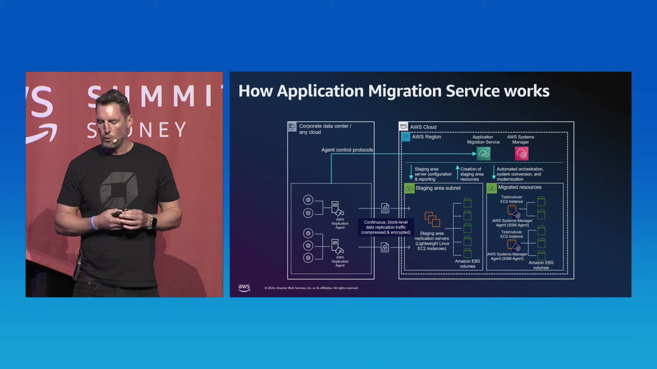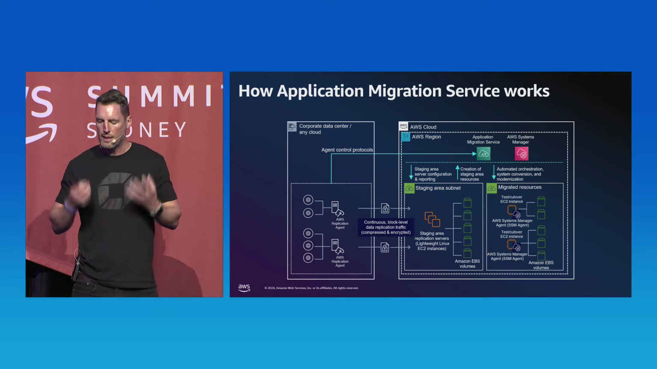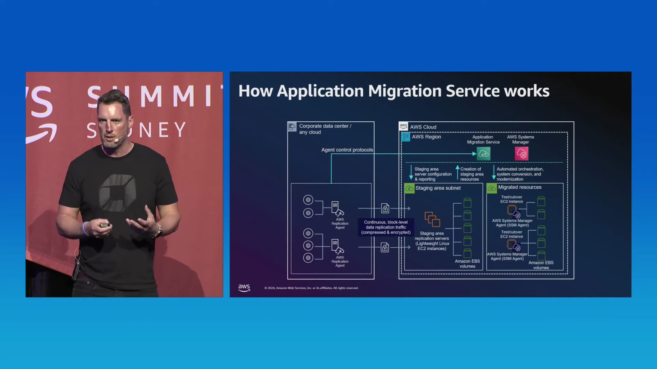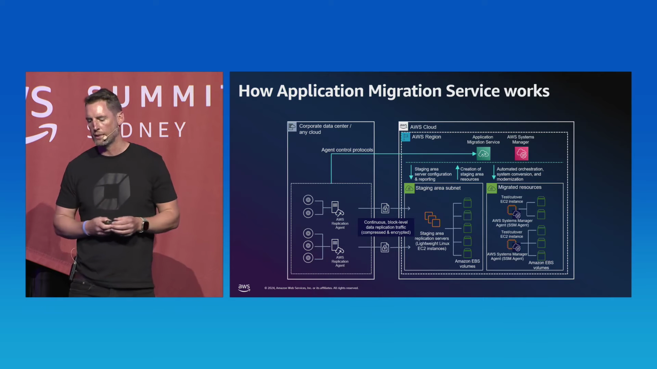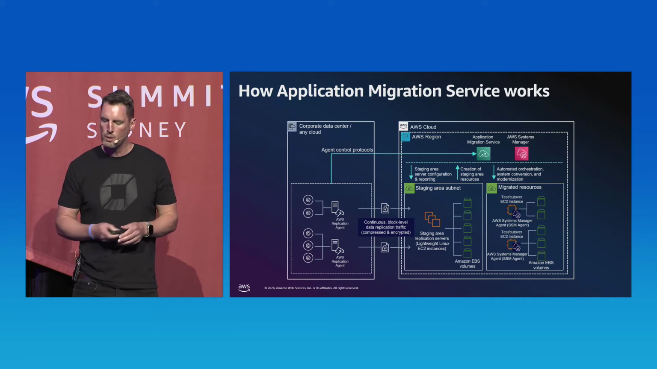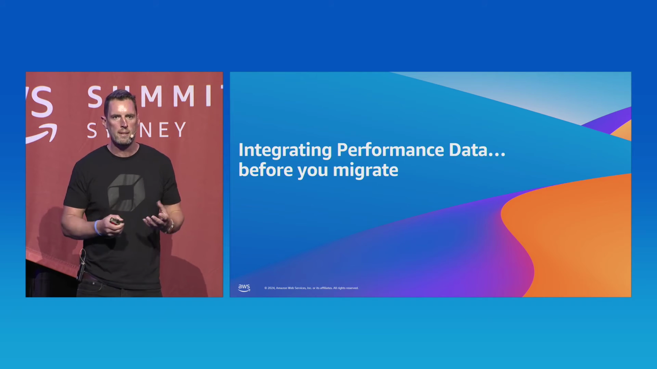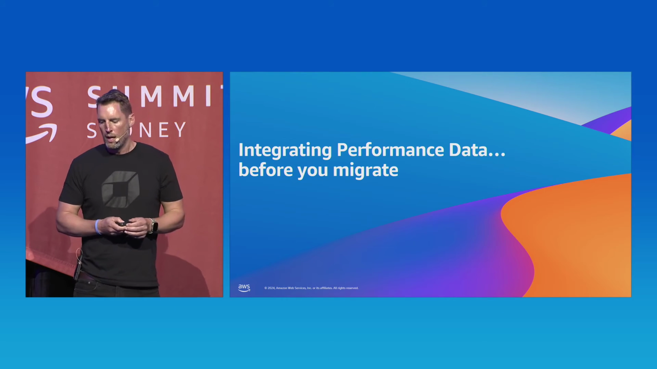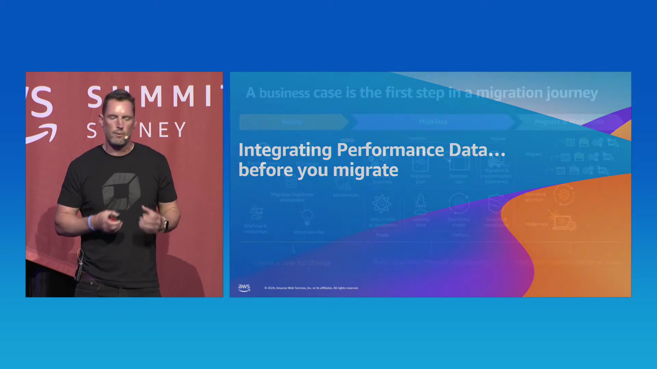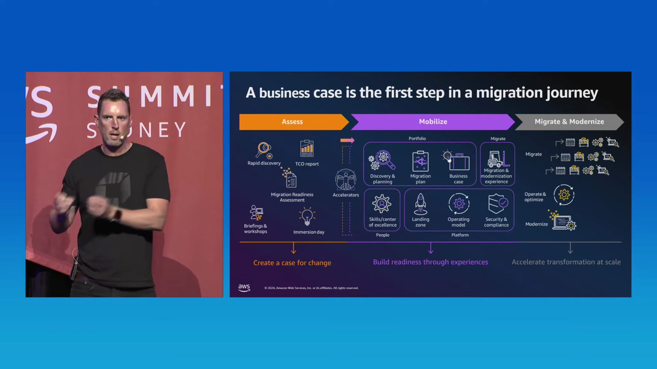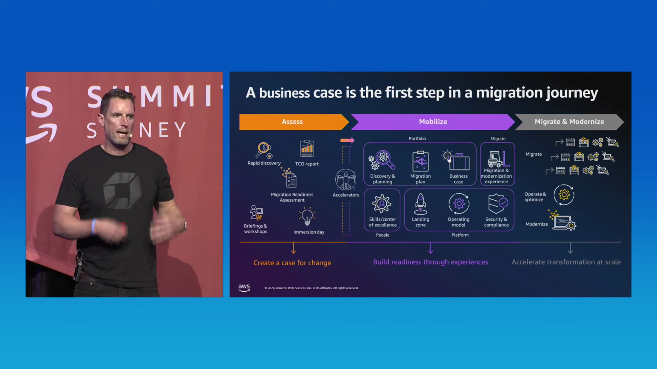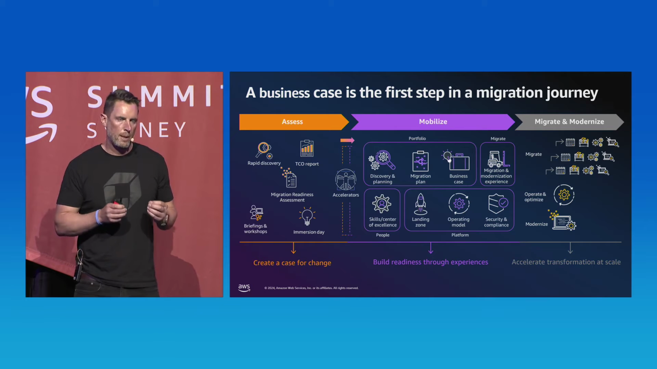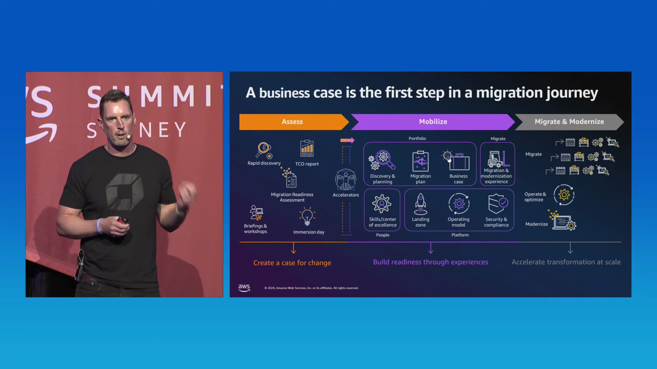Again, having proven and tested that our target environment's working, we can then proceed with decommissioning and our modernization and optimization activities. But it's important that we integrate performance and observability data before we migrate. And this forms part of the planning framework, the assess, mobilize, migrate, and modernize framework that AWS suggests all customers go through. The recommendation here is that we perform the assessment as early on as possible.